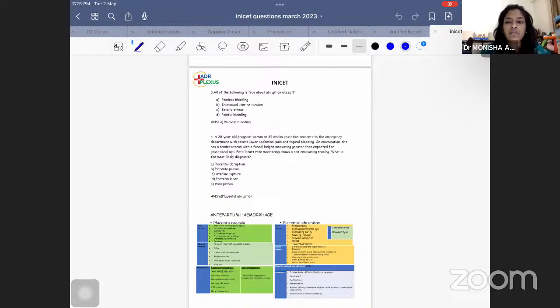And similarly, it's about placenta previa. Once you know the difference between placenta previa and placental abruption, any type of question, whether they ask you a clinical one or something else, you can answer. Yes, we'll be discussing primary and secondary PPH, Ruchi. Definitely we'll be discussing it. So that is also added. Okay.